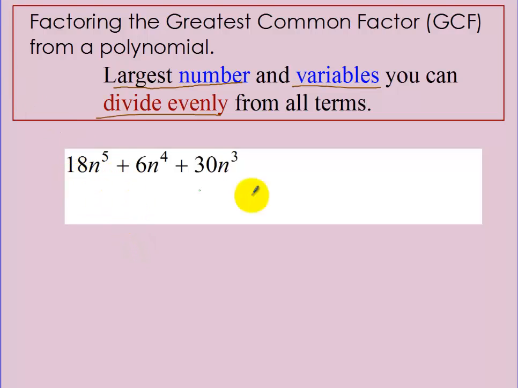So let's do the number first. Your numbers here are 18, 6, and 30. What is the biggest number that divides into all of those? The biggest number that would go into all three of those is 6. So I'm going to write the GCF equals 6. The reason why is because you can go 18 divided by 6, and that's going to equal 3.